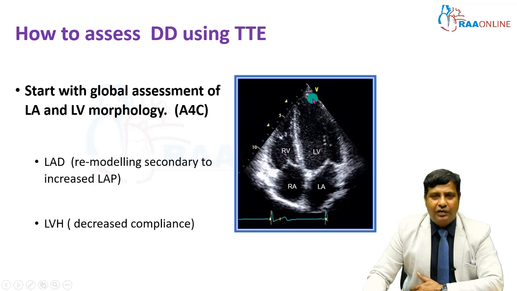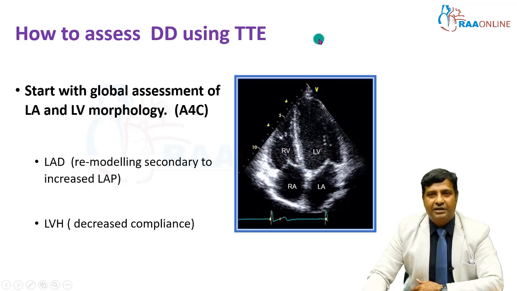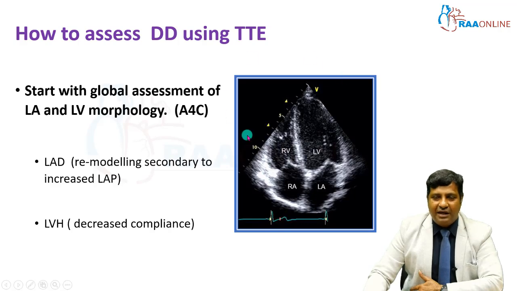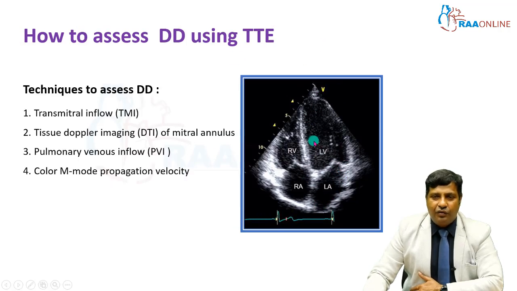Okay. So what are we going to do? How are we going to assess the diastolic dysfunction using this transthoracic echocardiogram? It starts with assessing the global morphology, both LA and LV, to find out whether the LA is enlarged, whether any remodeling has happened, or whether there is LVH, something like that. Once that is done, how are we going to assess the diastolic dysfunction? There are a lot of echocardiography tools available, like transmitral inflow pattern assessment, tissue Doppler imaging, pulmonary venous inflow, and color M-mode propagation.